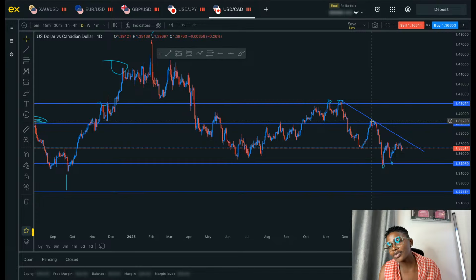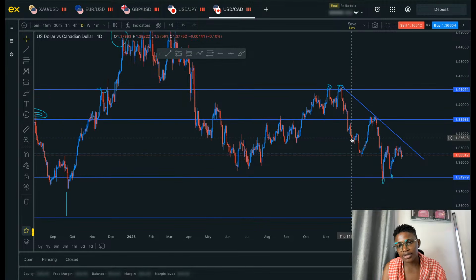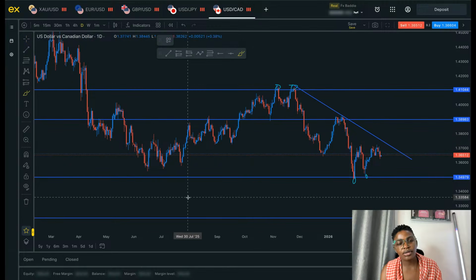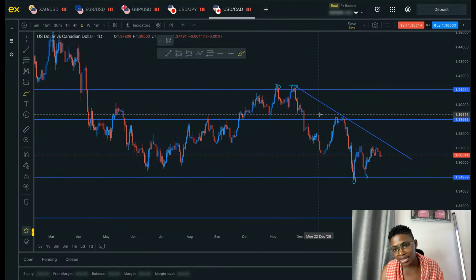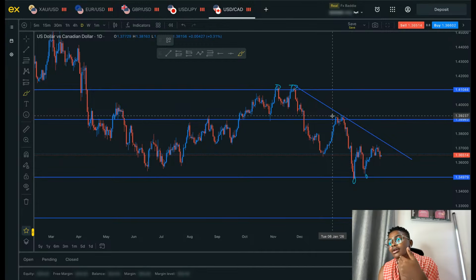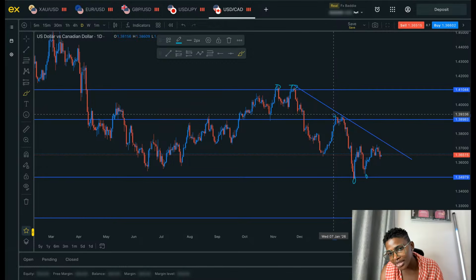USD CAD formed a double top. Double top is a chart pattern. It also gives you confirmation on if you should buy or you should sell. So it's like another confluence. So it formed a double top. You see the first top is here, the second top is here.